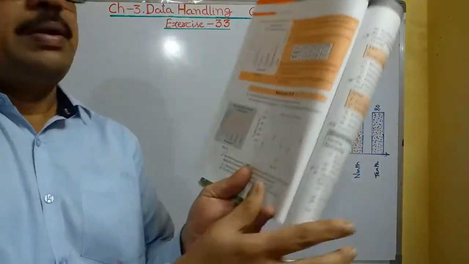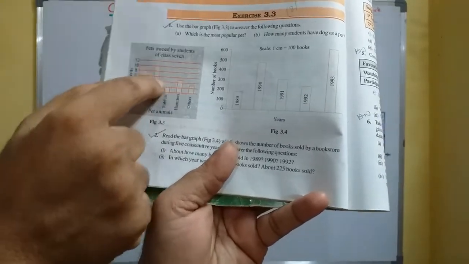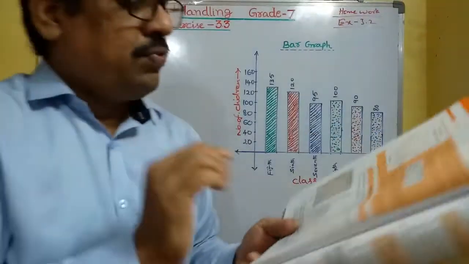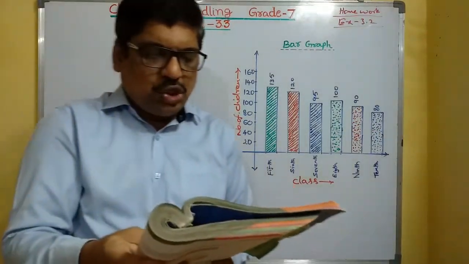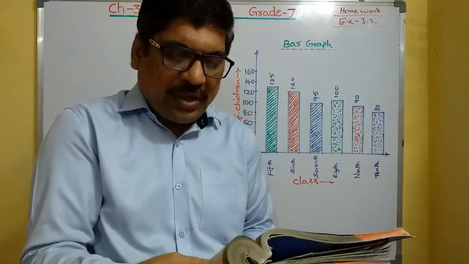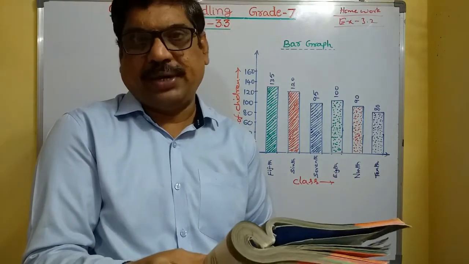Please look at this bar graph, all of you. This is figure number 3.3. You have to observe this graph while I am reading the questions. First one, what is the most popular pet? And the second question, how many students have a dog as a pet?